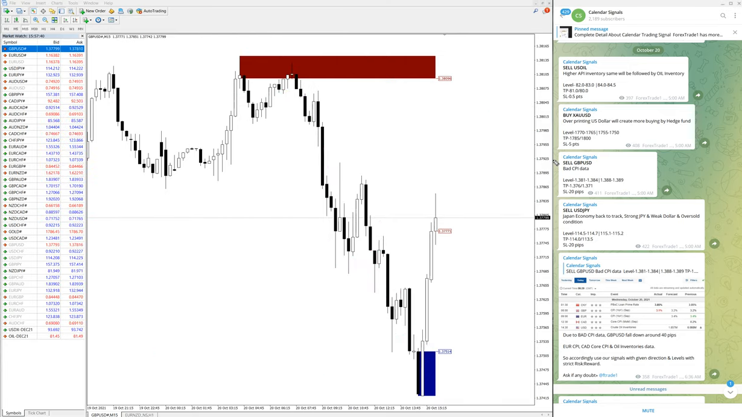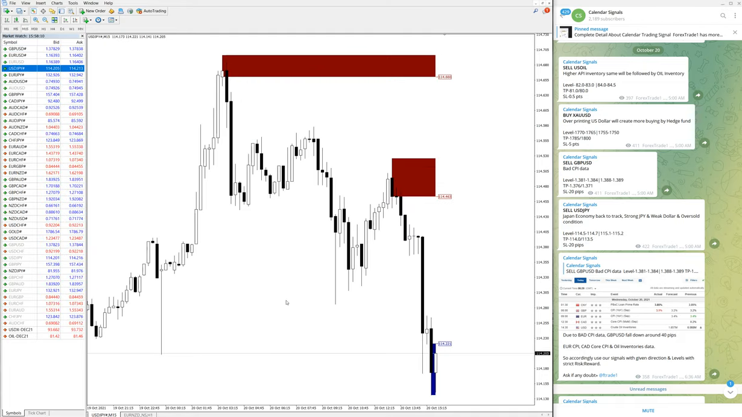Now the next signal is sell USDJPY, which is here. And why have we given sell USDJPY? The reason is Japan economy back on track, strong JPY and weak dollar, oversold condition. So based on these reasons we have given sell USDJPY. And let me open the USDJPY chart. Here is the USDJPY chart, and you can see a clear downtrend here.